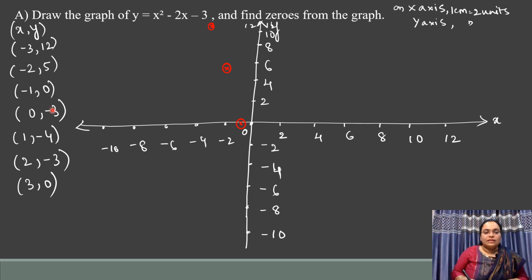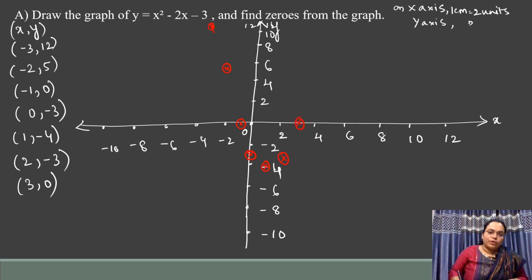The next one is 0 and minus 3. 0 on the x-axis and minus 3 on the y-axis, which is here. The next one is 1 and minus 4. The next one is 2 and minus 3. 2 on the x-axis and minus 3 on the y-axis, which is here. 3 on the x-axis and 0 on the y-axis, which is here.